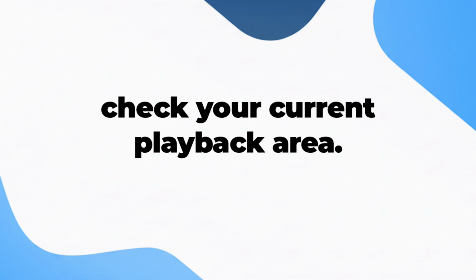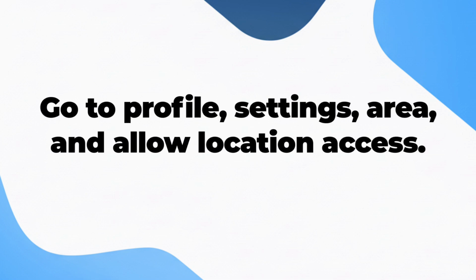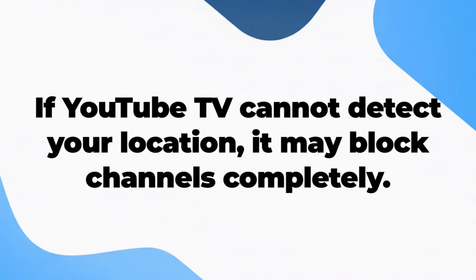Next, check your current playback area. Go to Profile, Settings area and allow location access. If YouTube TV cannot detect your location, it may block channels completely.